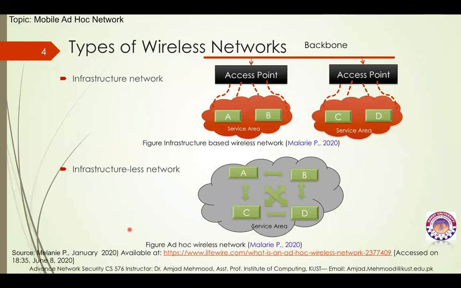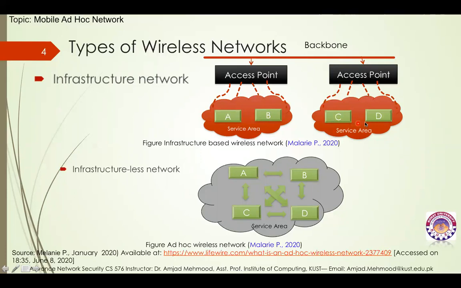These are the types of wireless network. So there are two types of wireless network: infrastructure network and infrastructureless network. This is the first type, which is called infrastructure network. In this infrastructure network, as you see, you have a backbone and access point already available, and this is your service area where two devices are available, like A and B, and they are communicating.